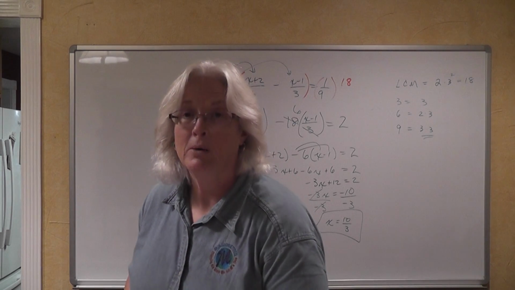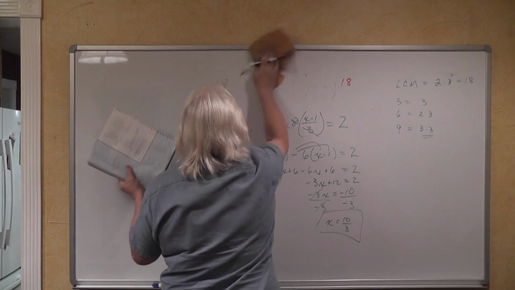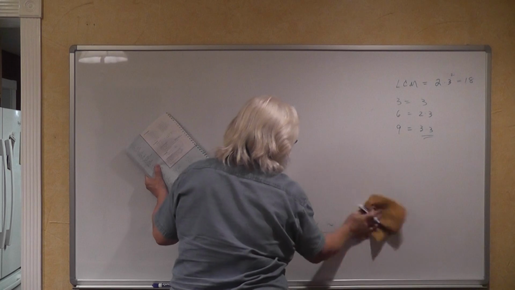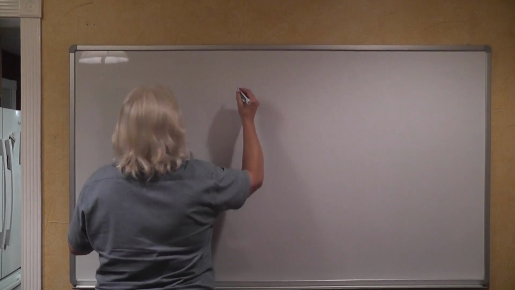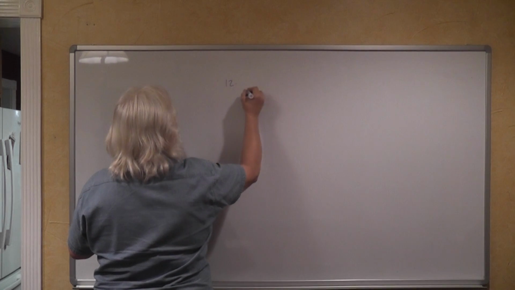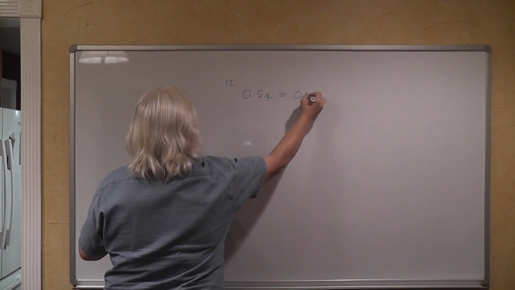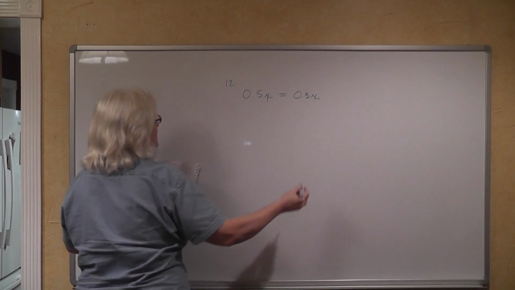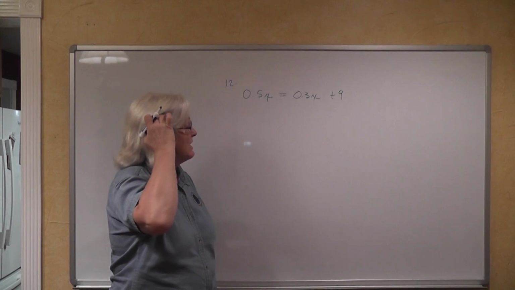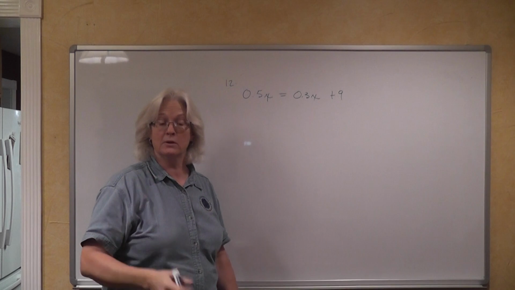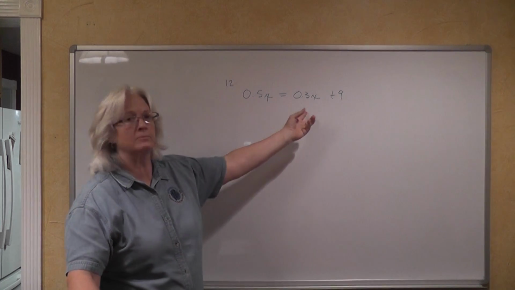Now there's one more problem that I want to show you that they don't specifically use an example for, that you might be tempted to get tripped up on if you're not paying attention. So let's look at this and see what we have. This is problem number 12 in your homework, and you have 0.5x is equal to 0.3x plus 9. You say as you scratch your head, what in the world am I supposed to do? I thought we were talking about clearing equations of fractions, and we've got decimal numbers here.